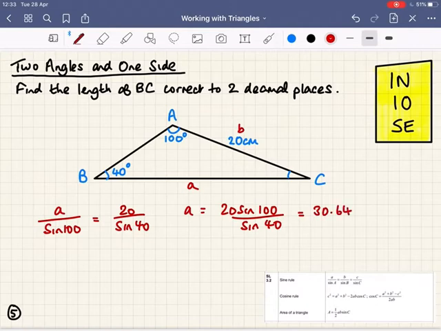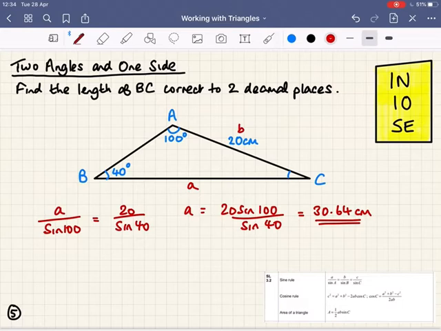Always good to just check the picture. Does that look like it's sensible? Yeah, well, the length BC, which we've labelled as A on this picture, looks like it's bigger than the length B of 20, so 30.64 looks like it's quite reasonable and sensible. Now, when we're finding a missing side, there's only one solution, and so that's nice and straightforward. You don't have to do too much worrying or too much thinking about it.